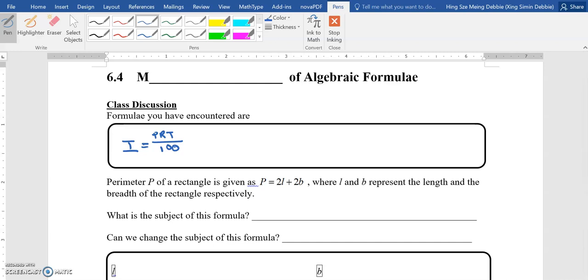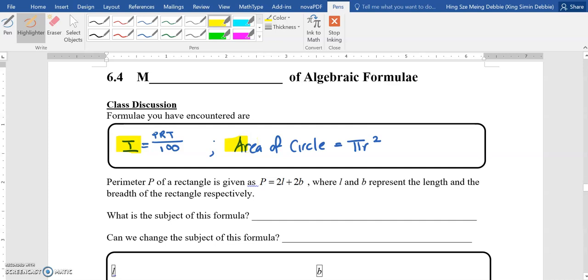the principal, R represents the interest rate, and T represents the time. Other formulas that we have encountered include the area of a circle, where we know that the formula is pi r squared, where r is the radius. Now, notice that all these formulas have a single variable, with a rule expressed to it, making this variable the main subject of the formula.